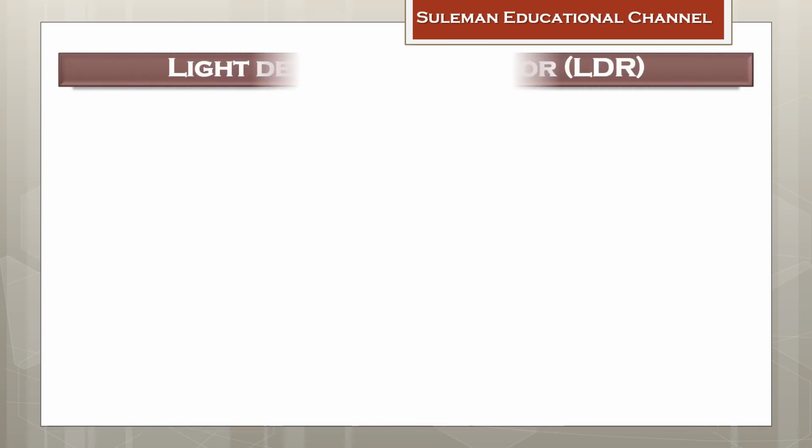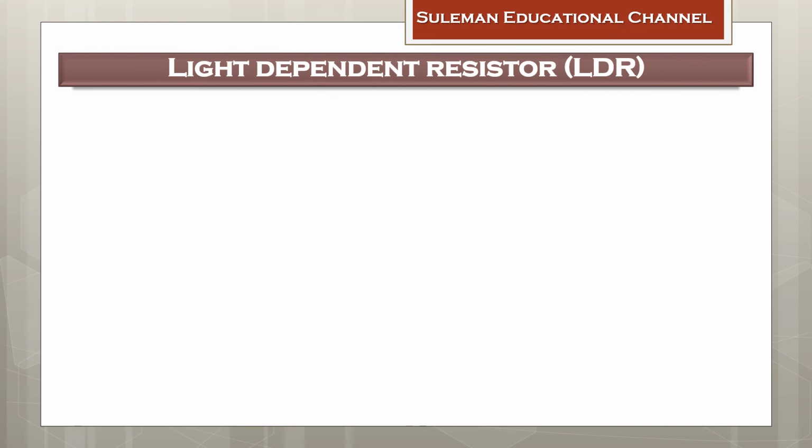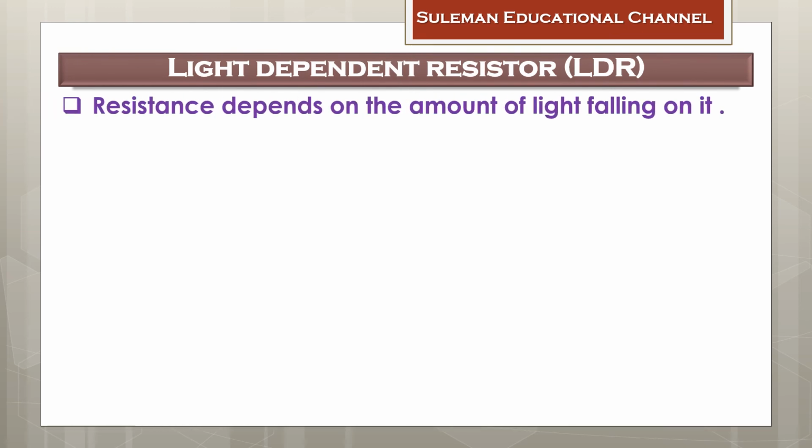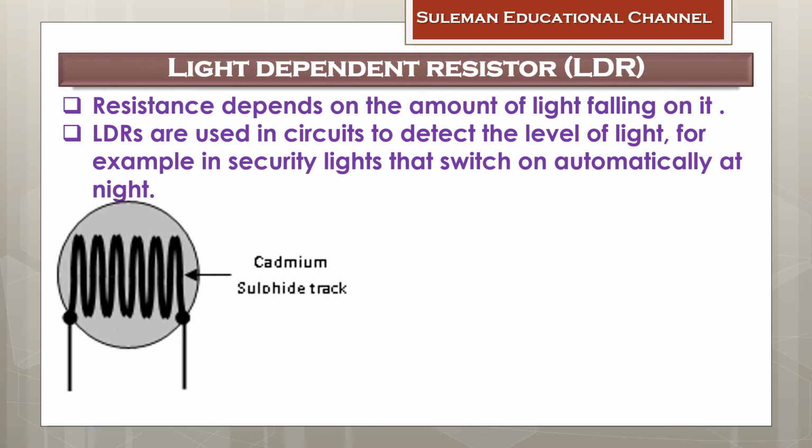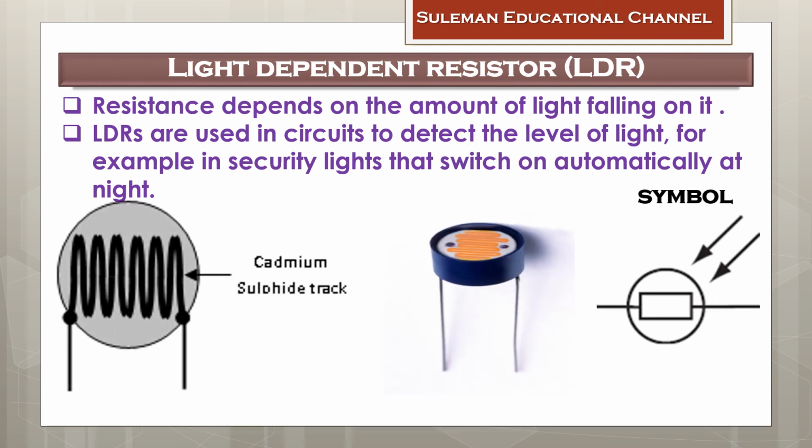Now let us discuss the light dependent resistor. Light dependent resistor is also known as LDR. According to the name, the resistance depends on the amount of light. When the amount of light is very high, the resistance is very low. When the amount of light is very low, the resistance is very high. LDRs are basically used in security systems to automatically switch on lights during the night. The symbol used for LDR is shown in the diagram.